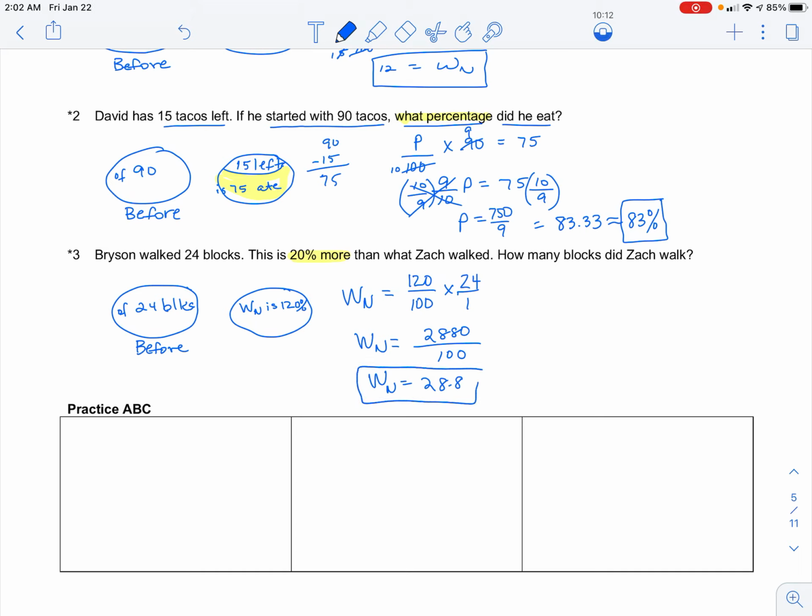Okay, so that makes sense because if you think about it, 100%, if they walked the same amount, so to walk 100% of what Bryson walked, that means that Zach would have walked 24 blocks. But he didn't walk 24 blocks. He walked more than 24 blocks. Not too much more, just 20% more. So it's 20% over the 100% that Bryson already walked. Okay?